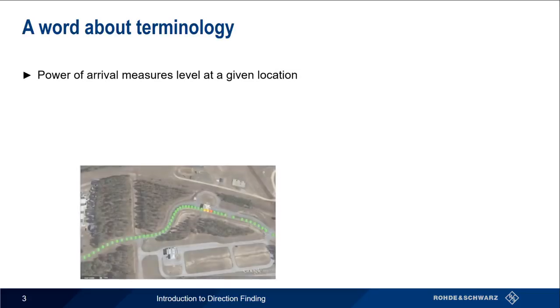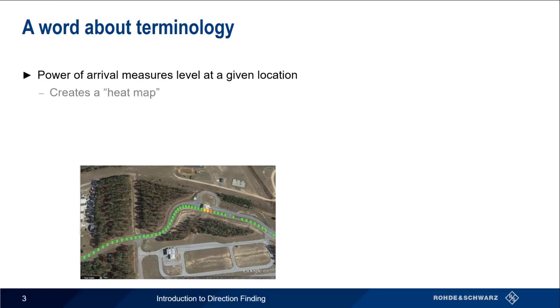That is, we simply drive around and record the received RF level at the frequency of interest. Often this information is used to create a heat map, where power is plotted as a function of location. Although this methodology can of course be used to find the location of radio frequency sources, it's not really direction finding in the strict sense of the word, because we're not finding the direction towards the source.